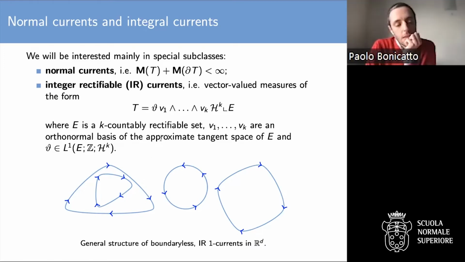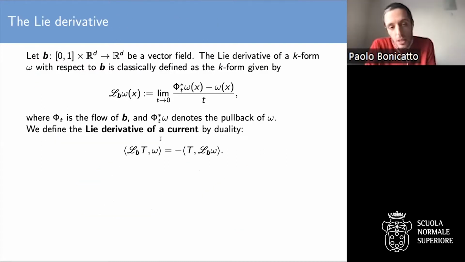And I need at this point one more definition on currents. I'd like to introduce yet another operator on the space of currents, which is the Lie derivative operator. And it comes, I guess, as no surprise that it's defined once again in duality. I have to fix a vector field B, which is assumed to be given. The Lie derivative of a current with respect to B is simply defined to be the adjoint, up to a minus sign, obtained by moving the Lie derivative onto the test form, right?